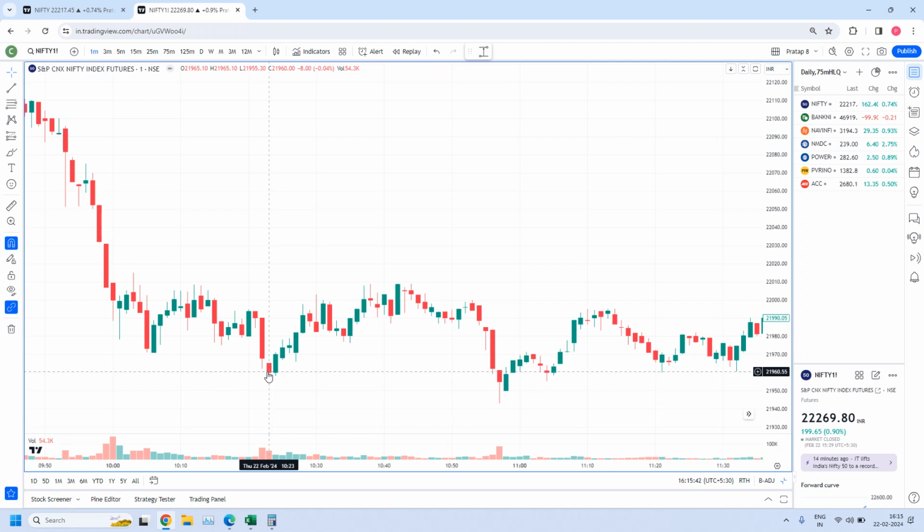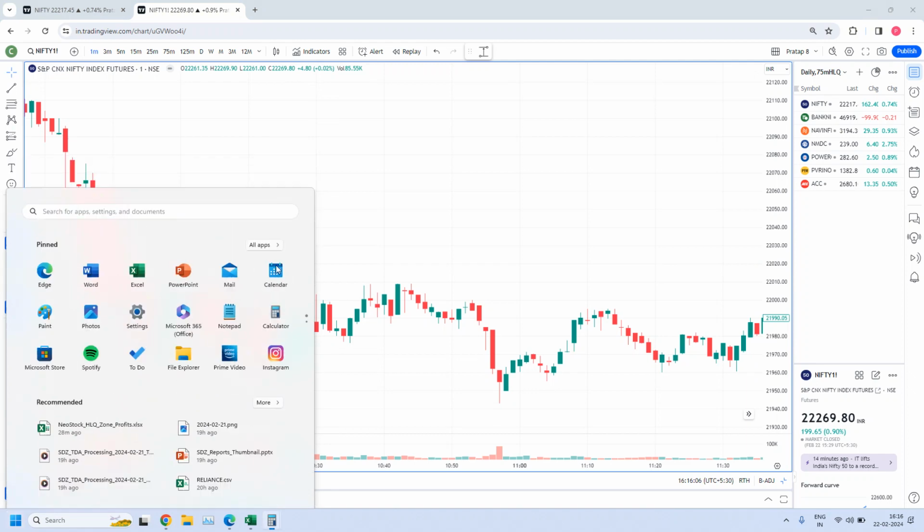See the left of this chart, see the right side of this chart. On the scale, you are able to see the value 21,960. Somewhere around 21,960. The round value we take. Let me repeat. 21,960. Open another calculator.